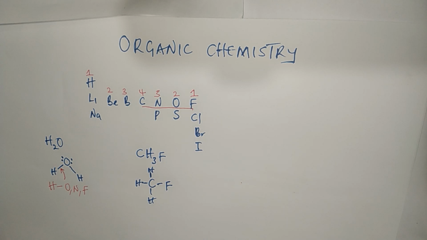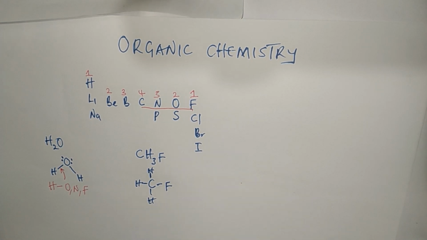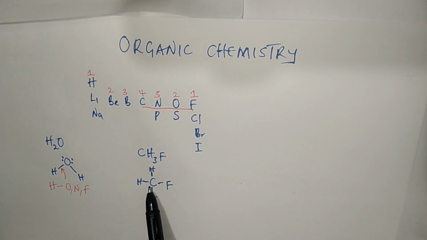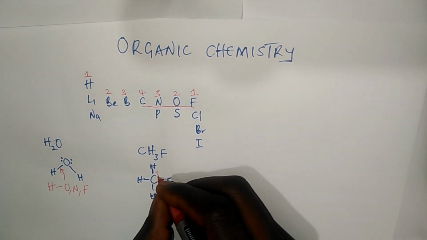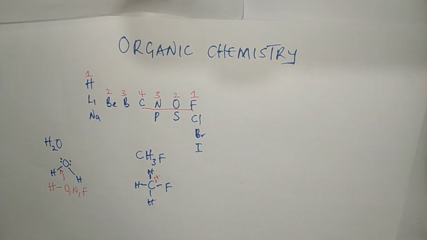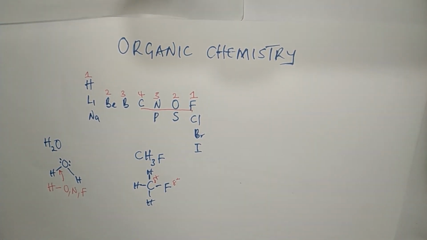Now, another thing I want you to notice is the polarity. The bond between carbon and fluorine is a polar bond, but the bond between carbon and hydrogen is a non-polar bond. Why is that? Carbon is partially positive and fluorine is partially negative, and that means that this is a polar bond.